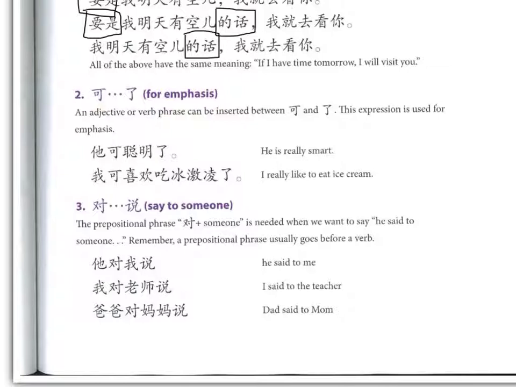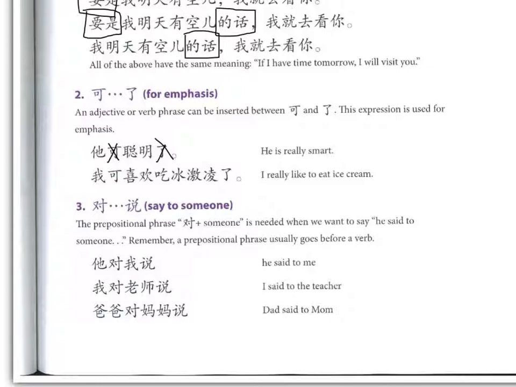So if we just block out the 可 and the 了 for a moment here, you will see that what we end up with is 他聪明. He is smart. We may be more likely to say 他很聪明, because as you remember, the Chinese like to use 很 where it doesn't really mean very, they're just used to using it. But anyway, here we have 他聪明, he is smart.